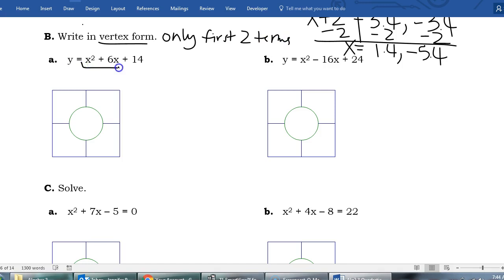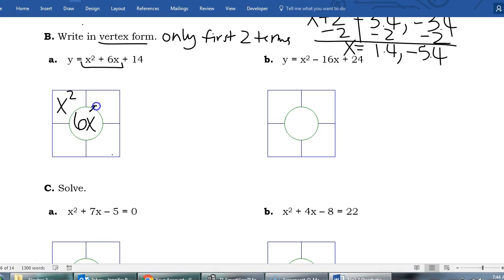We only put the x squared and the 6x in the box, which is different from factored form from the last lesson where you put all 3 in there. But we're going to start with x squared. We're going to start with 6x. We are not going to put the 14 in there. The identifying characteristic of vertex form is you have something twice.